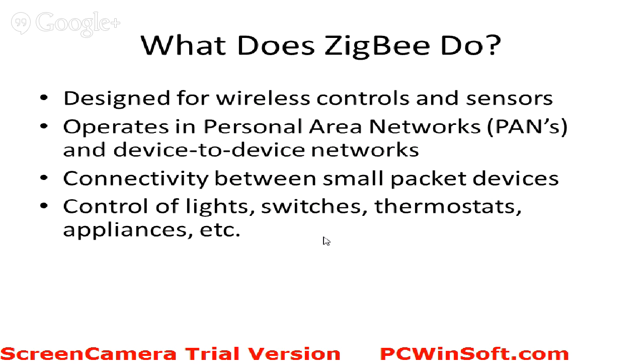Now, what does ZigBee do? ZigBee is basically designed for wireless controls and sensor networks. As I already told you, Internet of Things. It operates in the personal area network and device-to-device network, and it provides connectivity between small packet devices, control signals, this type of applications. Control of lights, switches, thermostats, appliances.